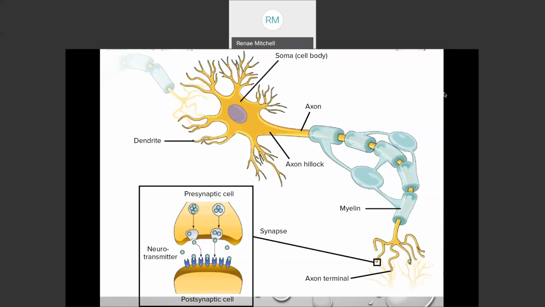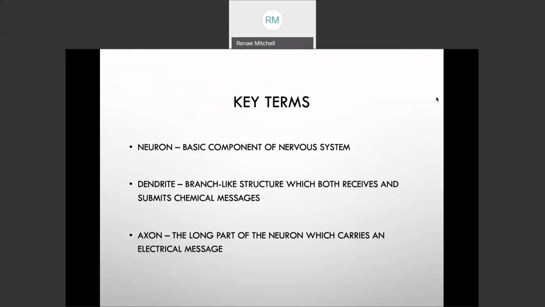Jumping in, like I said, the neuron itself is the most basic component of the nervous system. And it has at least 3 broad parts. There's the dendrite, which is this branching structure that receives and transmits chemical messages between neurons. And then the axon, which is the long part of the neuron, which carries the message across.